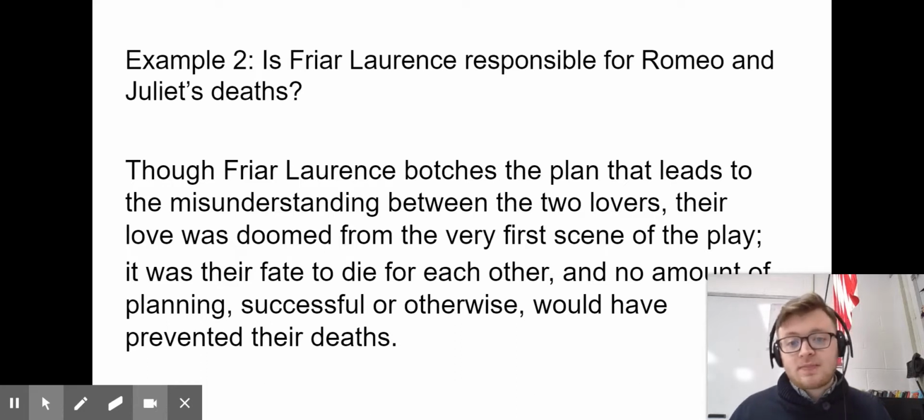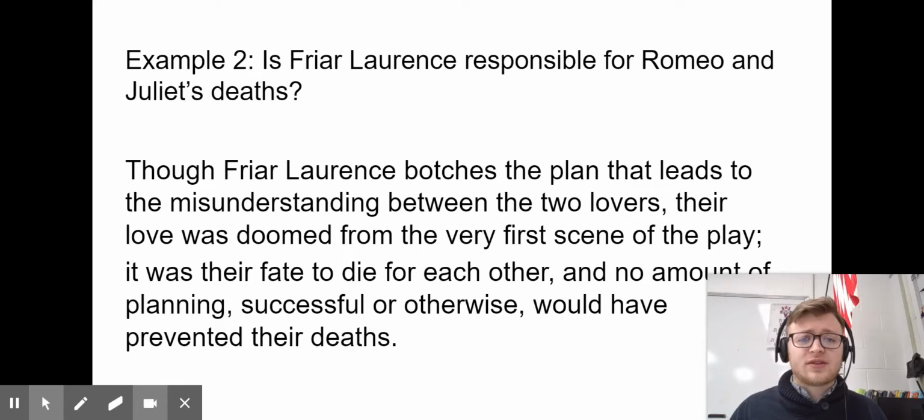Though Friar Lawrence botches the plan that leads to the misunderstanding between the two lovers, which he does, he's not very good at his job there, delivering that letter, their love was doomed from the very first scene of the play. Okay, that's my argument. I'm answering the question. I have made my thesis statement. I've made my argument. I could stop there, but I don't give myself a ton of useful argument to refer back to in the rest of the essay. What can I do here? Well, I can talk about how Friar Lawrence botches the plan, but that's not really contributing to my argument, right?